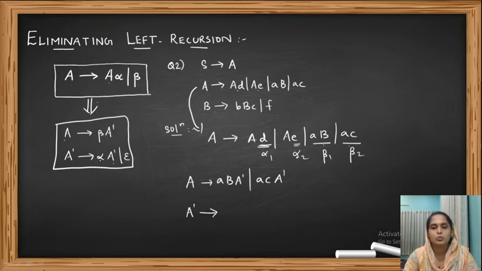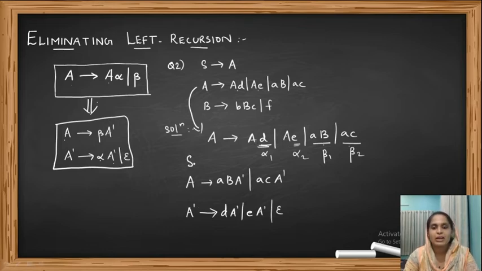Similarly, A dash is alpha A dash bar epsilon, right? Here we have two alphas, alpha 1 and alpha 2. So the form will be A dash produces alpha 1 A dash bar alpha 2 A dash bar epsilon, right? Alpha 1 is D, so D A dash bar alpha 2 is E, so E A dash bar. What will come at last? This epsilon. Thus we eliminated left recursion from this A production.